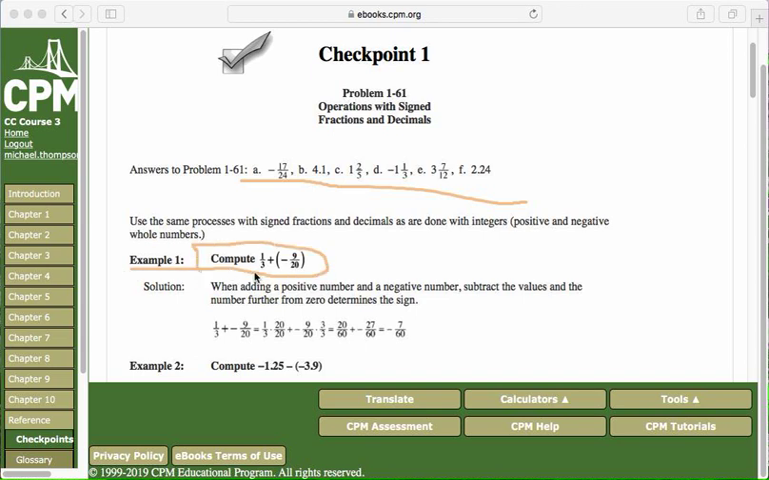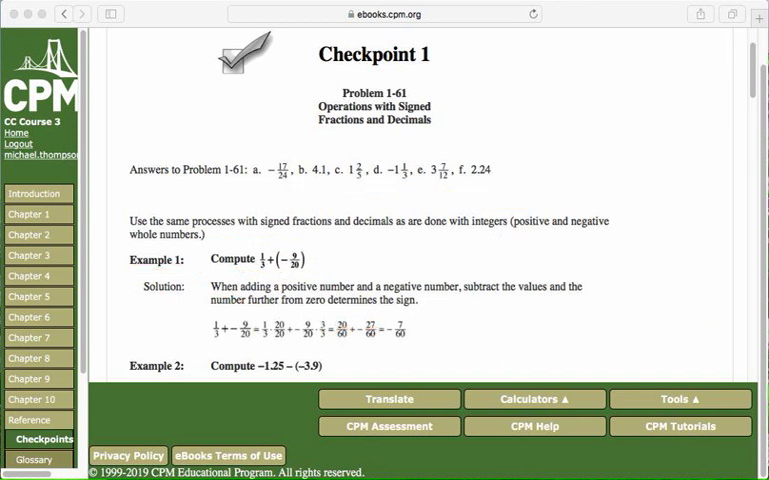So you have, okay, compute 1 over 3 plus, in brackets, negative 9 over 20, and they give us a solution. When adding a positive number and a negative number, subtract the values, and the number further from 0 determines the sign. And they walk this out for each of us. Obviously, before you're adding and subtracting fractions, we have to make sure that our denominator is the same. So we know that 3 and 20 have 60 in common. So we change the fractions to a denominator of 60, which means it's going to be 20 over 60 minus 27 over 60, and we get negative 7 over 60.